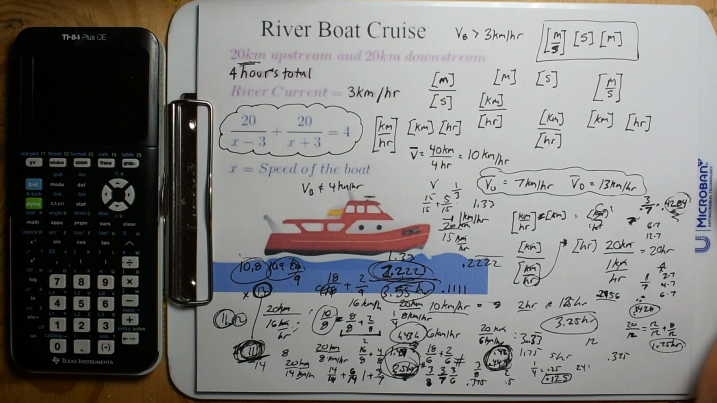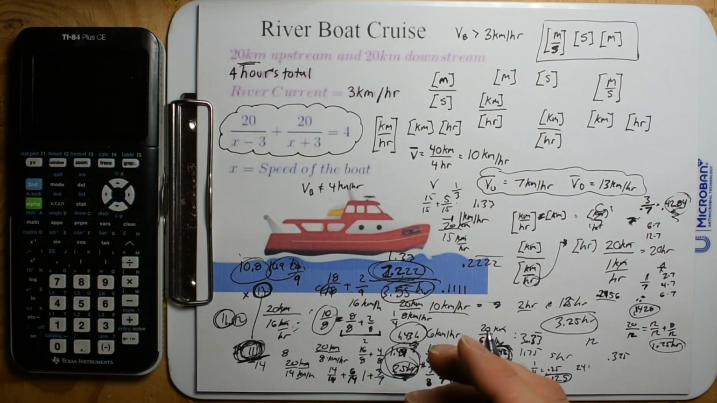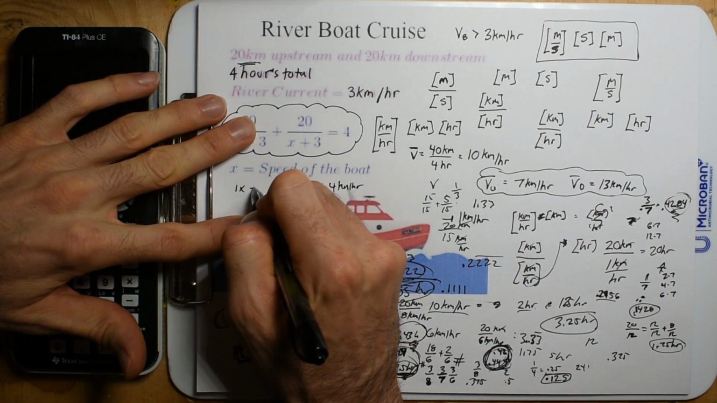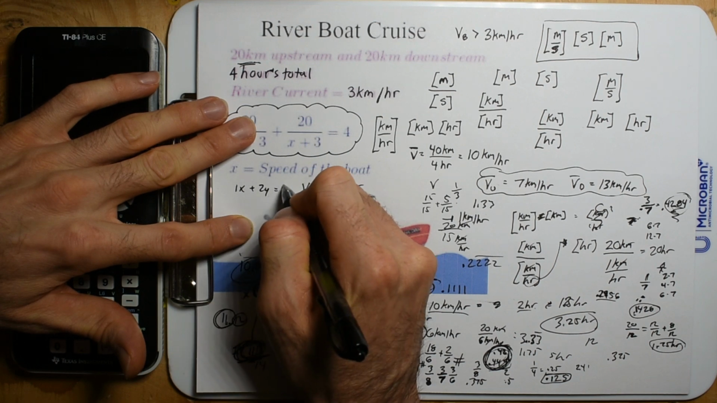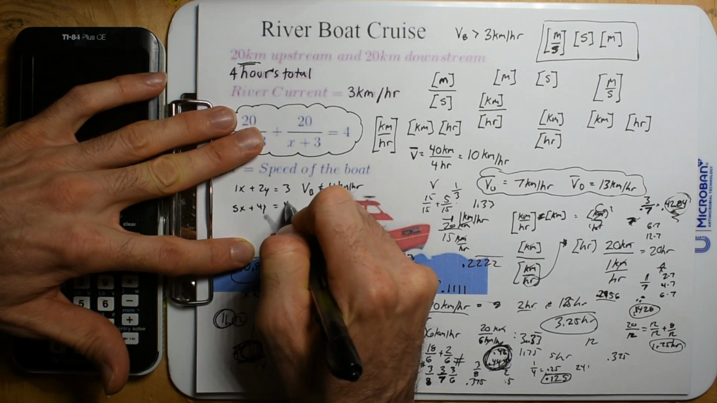But you know, you just have to do it a couple times and then see what you're doing, and it's fairly straightforward. If we did it, it would be 1x plus 2y is equal to 3, and then we would have 5x plus 4y is equal to 4.